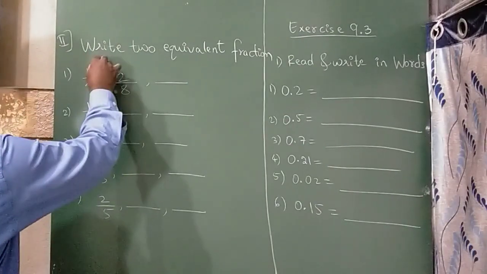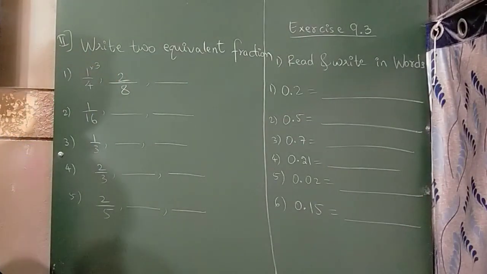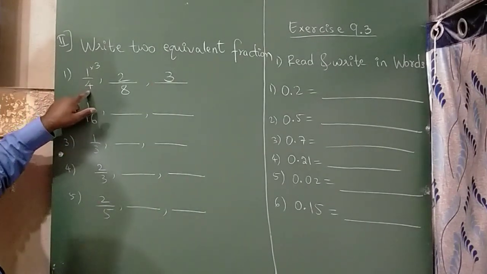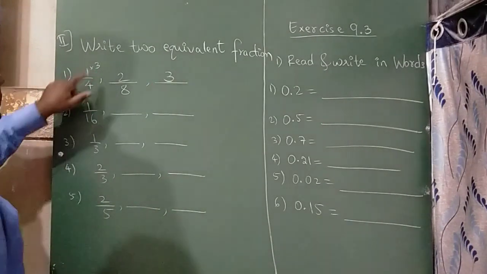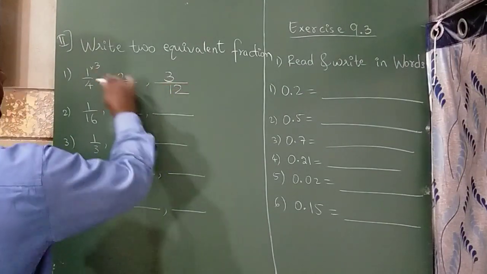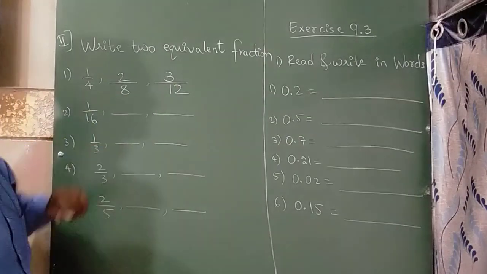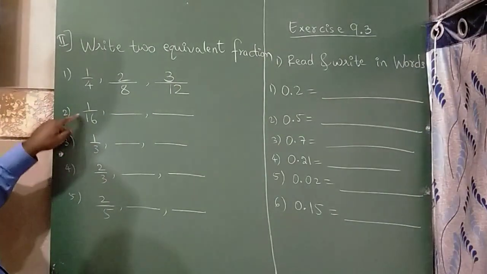Okay. Now next, if I consider 3. So 1 3's are 3. Denominator also multiply with the same number. 4 3's are 12. Fine. So these are the two equivalent fractions. Fine. So you solve this one and this one.